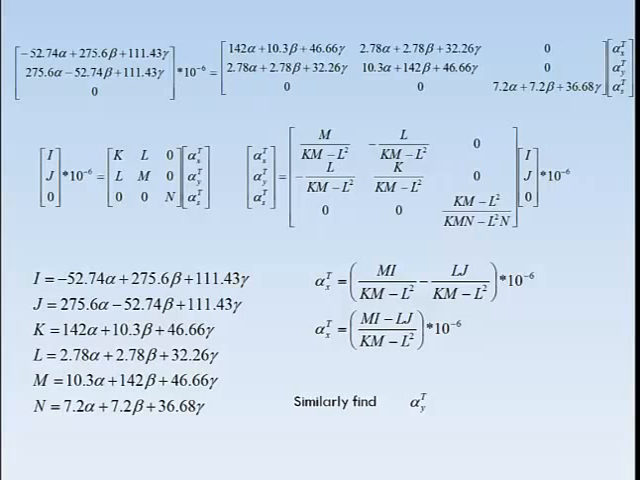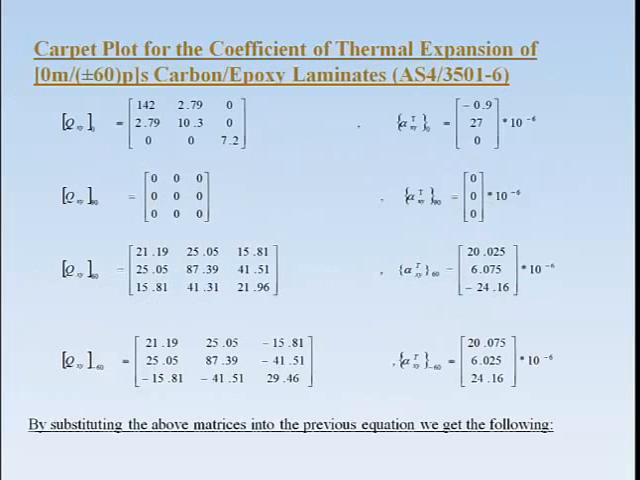Alpha Tx, the coefficient of thermal expansion, we are reducing the equation by MI divided by KM minus L square, minus LJ divided by KM minus L square, into 10 to the minus 6. Then it can be reduced to alpha Tx equal to MI minus LJ divided by KM minus L square, into 10 to the power minus 6. Similarly, we are going to find the equation for alpha Ty.